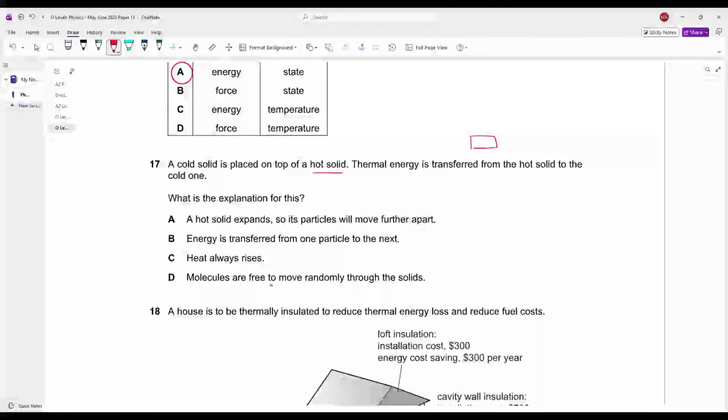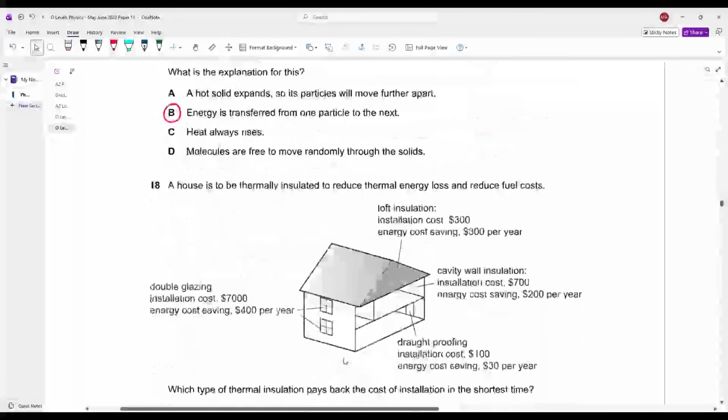A cold solid is placed on top of a hot solid. Let's say आपके पास ये एक cold solid है, उसके ऊपर आपने एक hot solid प्लेस कर दिया है. Perfect. Thermal energy is transferred from the hot solid to the cold one. What is the explanation for this? Energy is transferred from one particle to the next. This could be an answer. एनर्जी हमेशा एक पार्टिकल से दूसरे पार्टिकल की तरफ ही जाती है. B is your answer. 18 पे आ जाओ.